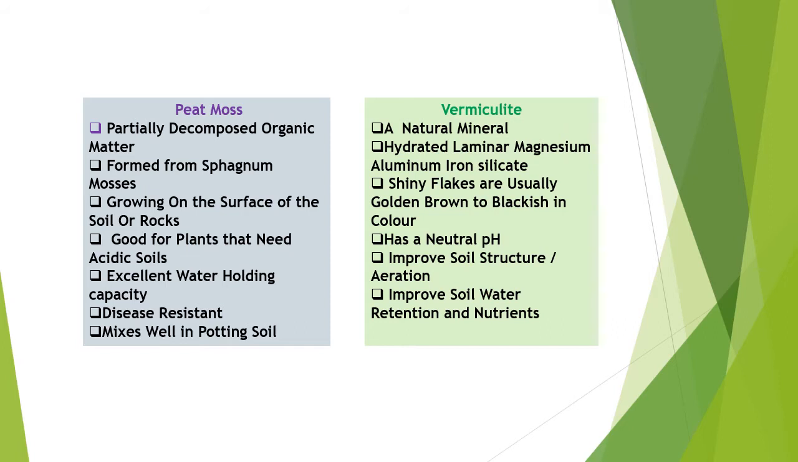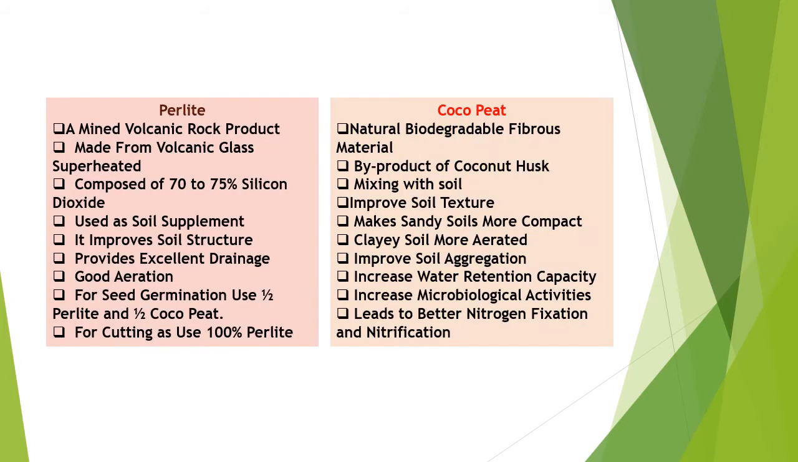And we also have other soilless mixes like perlite. It's a mined volcanic rock product made from superheated volcanic glass, composed of 70 to 75% silicon dioxide. It's used as a soil supplement. It improves soil structure and provides excellent drainage and good aeration. For seed germination, we usually use 1/2 perlite and 1/2 coco peat, but for cuttings, we can use 100% perlite also.